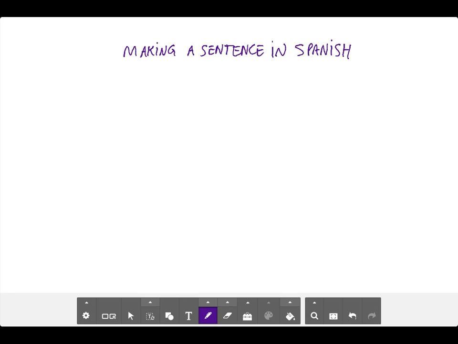How do we make a sentence in Spanish? So we're going to start with the most simple way. We need a subject, a verb, and an object. So in Spanish, we have the different subjects.